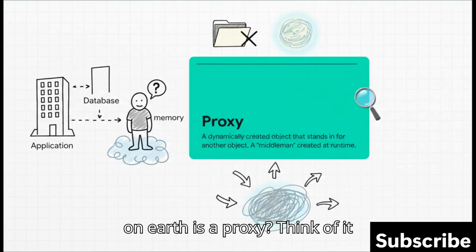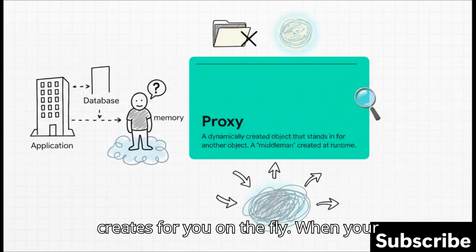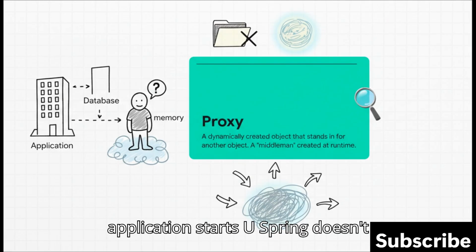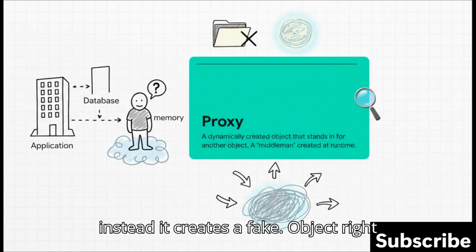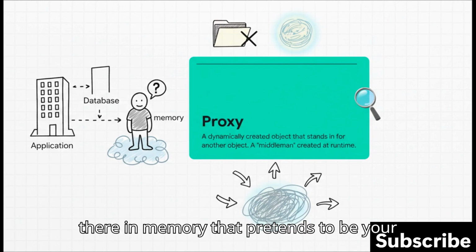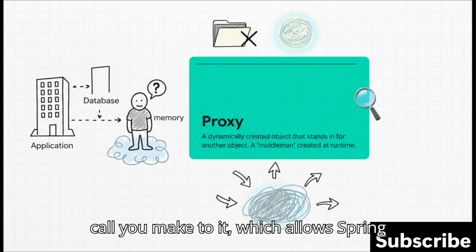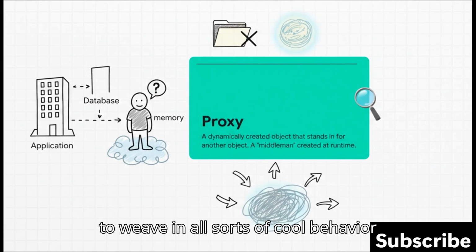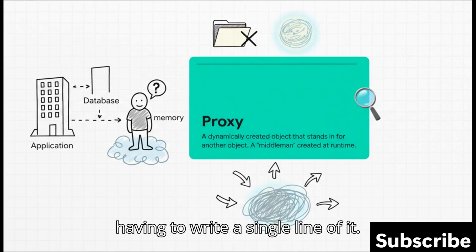So what on earth is a proxy? Think of it like a stand-in or a middleman that Spring creates for you on the fly. When your application starts up, Spring doesn't generate a .java file for your repository. Instead, it creates a fake object right there in memory that pretends to be your repository. It intercepts every single call you make to it, which allows Spring to weave in all sorts of cool behavior, like transaction management, without you having to write a single line of it.